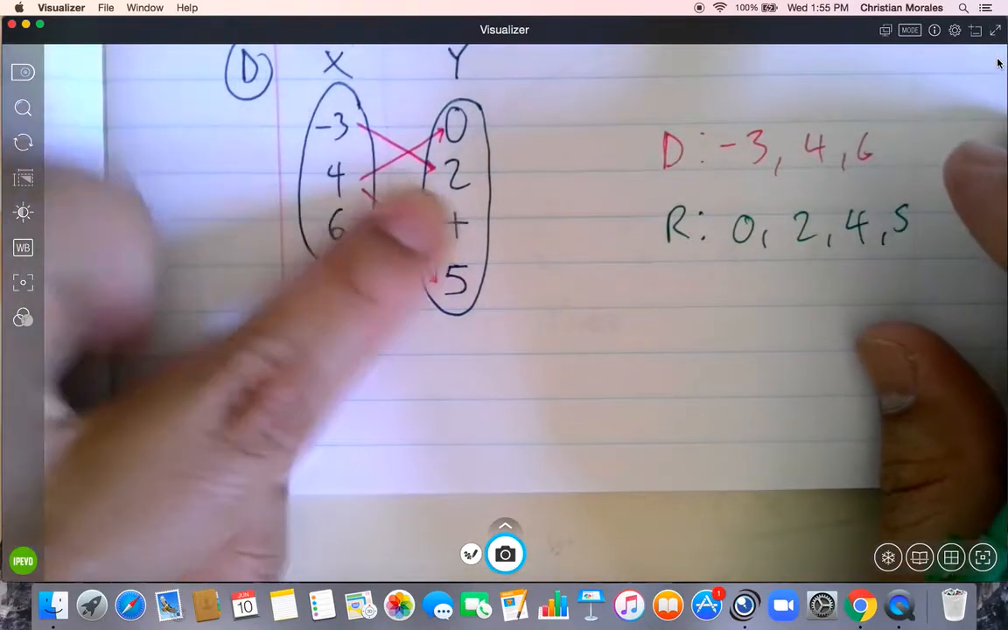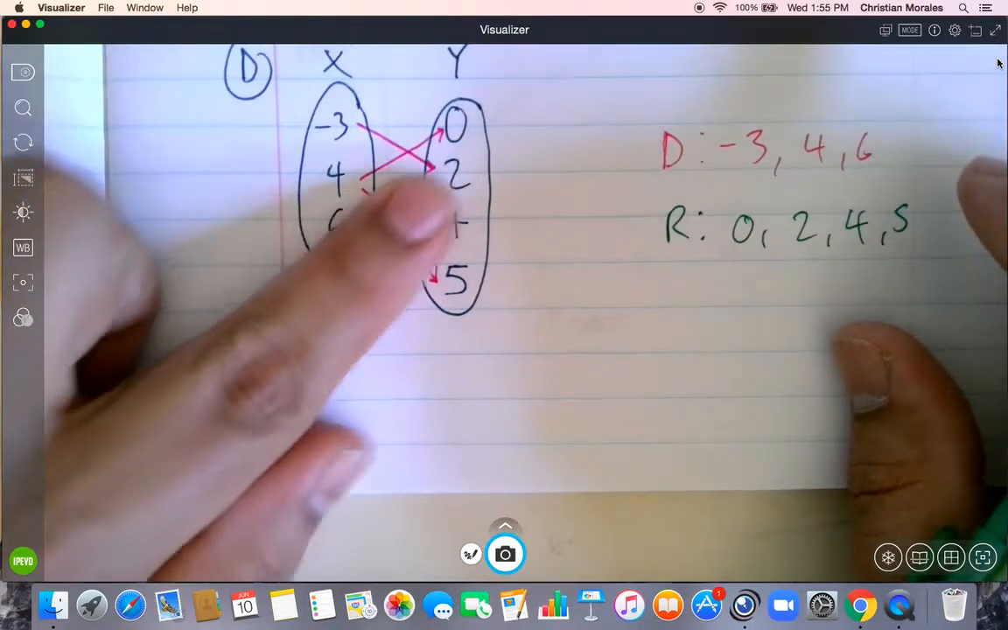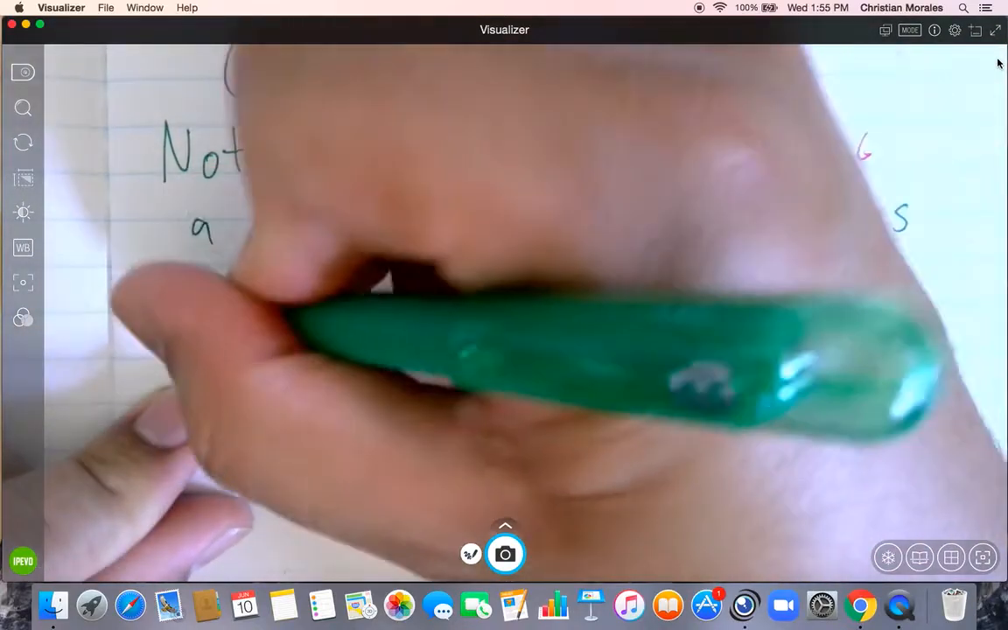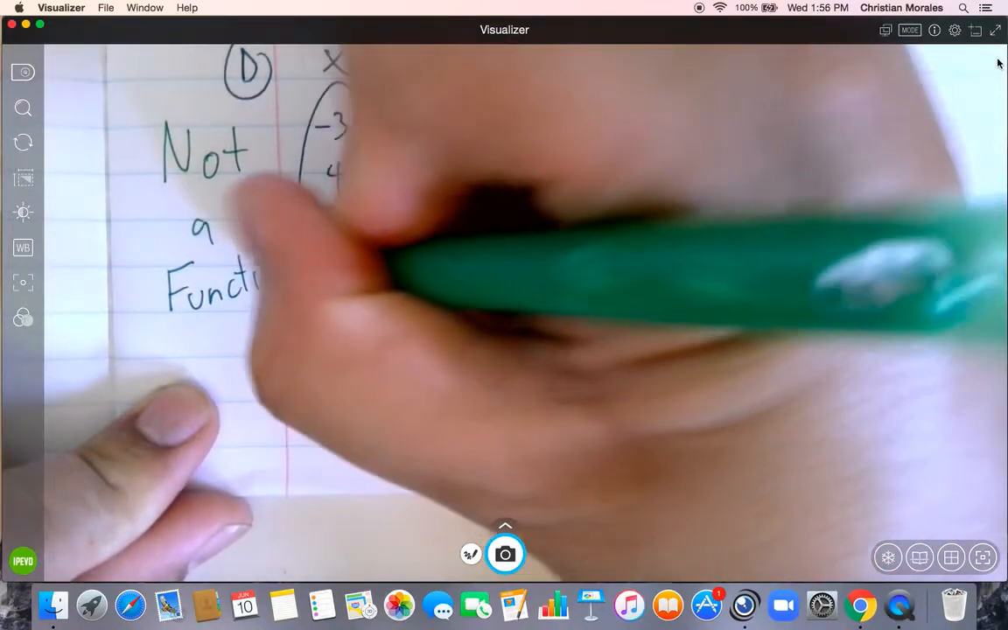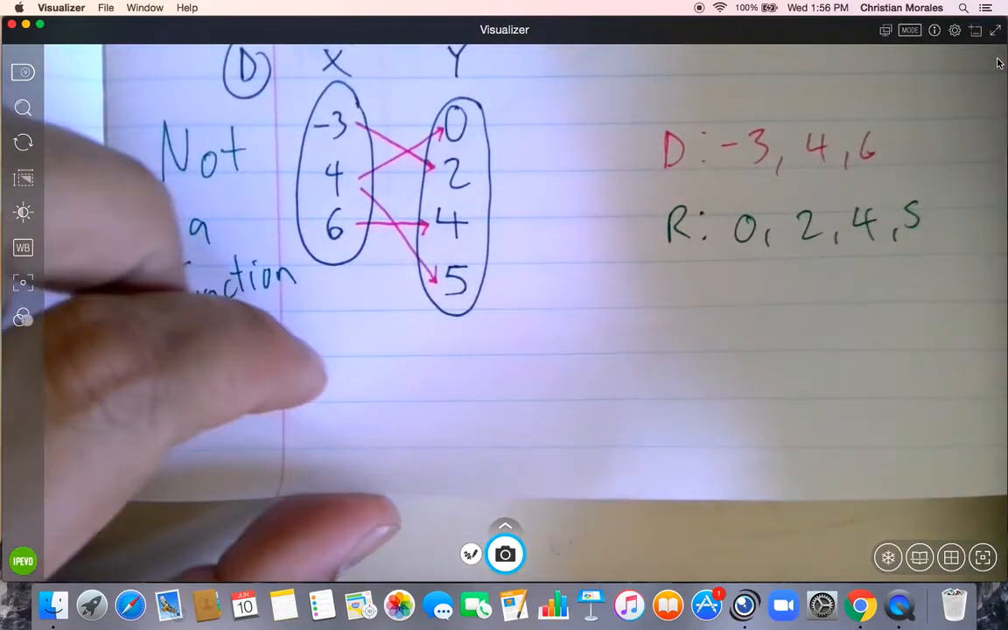So -3 is 2, 4 has 0, and 4, oh, there you go. 4 has 2 partners, so D is not a function. Okay, so that's the rule for functions using the x values and the y values.